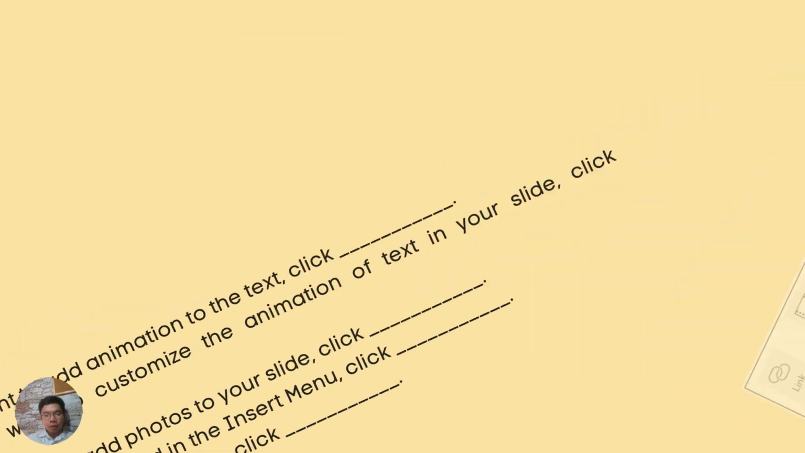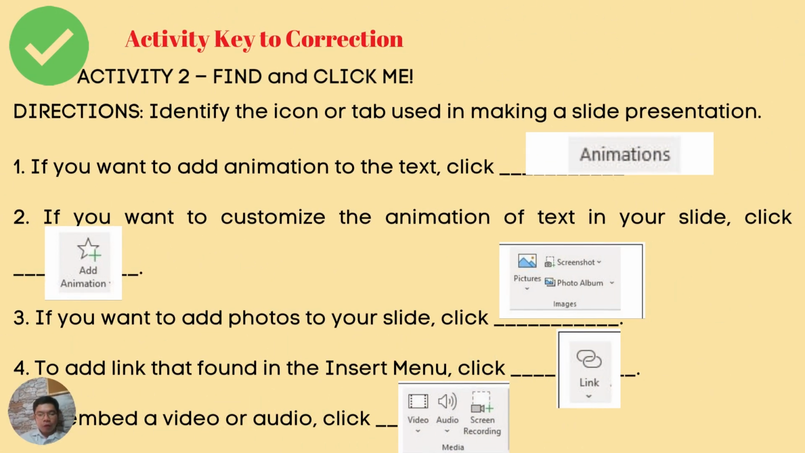So let us check your work. For number 1, if you want to add animation to the text, you must click Animations. 2, if you want to customize the animation of text in your slide, click Add Animation, the star icon. 3, if you want to add photos to your slide, click this one. That is the picture, screenshot, photo album, or the images group. So to add link that is found in the insert menu, click the link button.